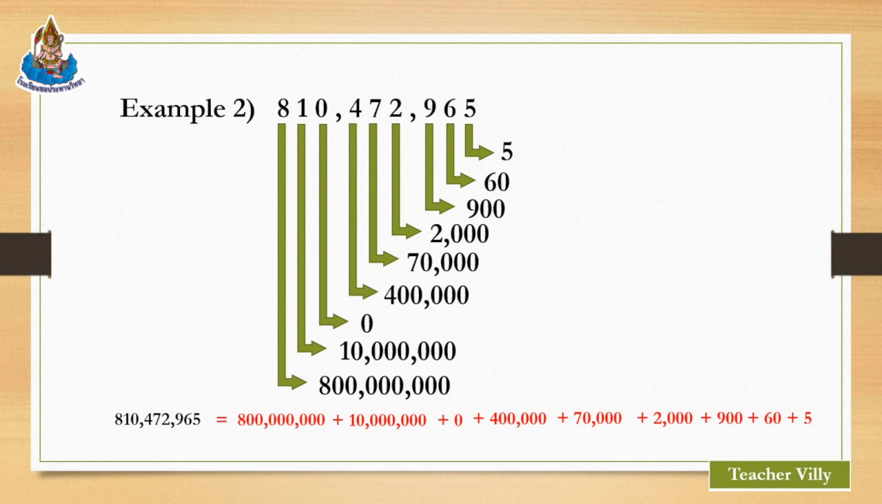810,472,965 can be written in expanded form as 800 million plus 10 million plus 0 plus 400,000 plus 70,000 plus 2,000 plus 900 plus 60 plus 5.